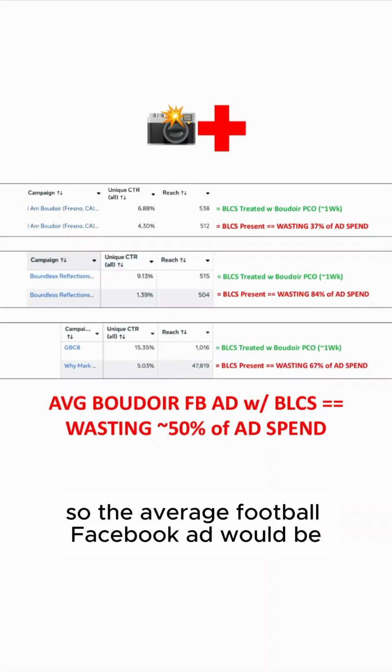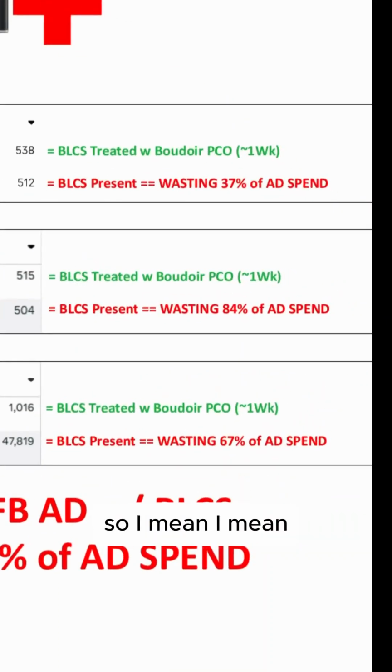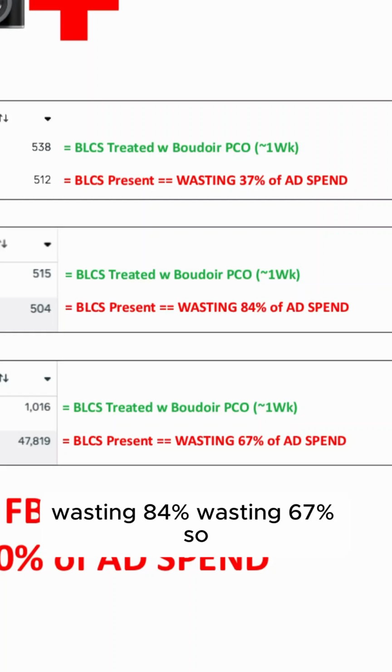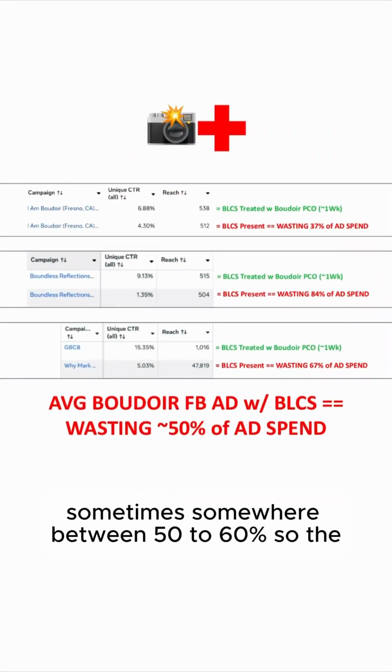So the average Boudoir Facebook ad with BLCS is wasting about 50% of its ad spend. Look at these numbers here: wasting 37%, wasting 84%, wasting 67%. So the average is sometimes somewhere between 50 to 60%.